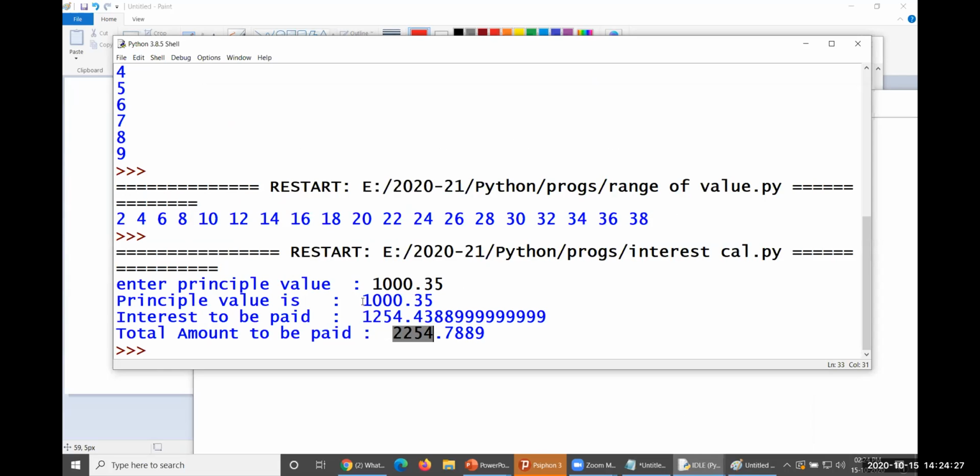So the total principal amount you have borrowed is this one, and this is the interest you are supposed to pay to your friend. And finally, in addition to the principal and interest, you are supposed to pay this total here.